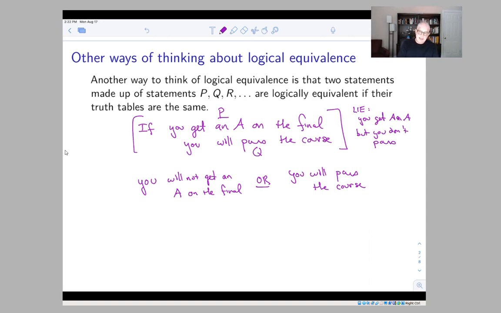And how can the second one be a lie? Well, the only way the second one is going to be false is if both of the two terms are false, because an or is going to be true if either one of them is true. And the only way that can happen is if this is false, which means you get an A, and this is false, you don't pass. So you see there, the only way these two statements are respectively lies is the same. So they carry the same information, so they're logically equivalent. Although in spoken English, we wouldn't treat these things quite in the same way. From a logical point of view, they are identical.